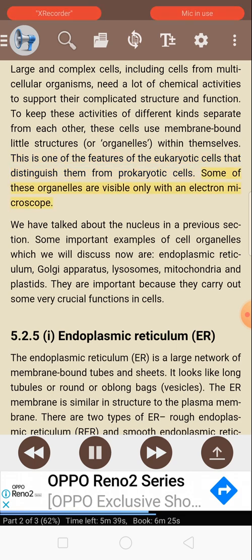Some of these organelles are visible only with an electron microscope. We have talked about the nucleus in a previous section. Some important examples of cell organelles which we will discuss now are endoplasmic reticulum, Golgi apparatus, lysosomes, mitochondria, and plastids. They are important because they carry out some very crucial functions in cells.